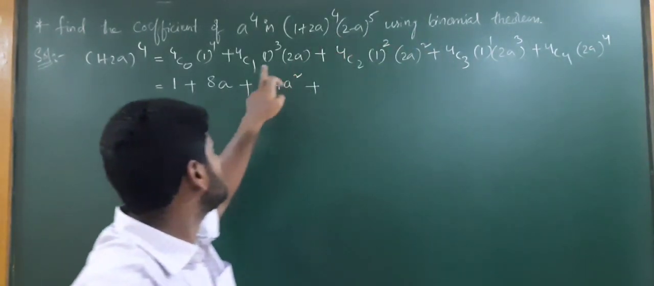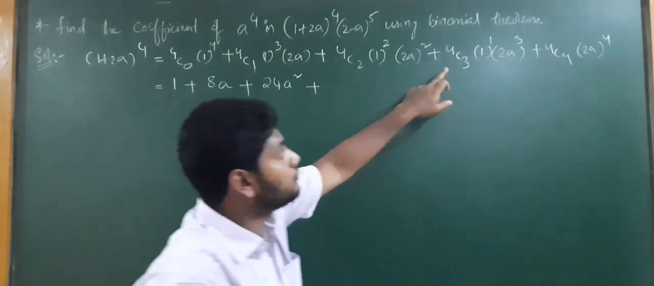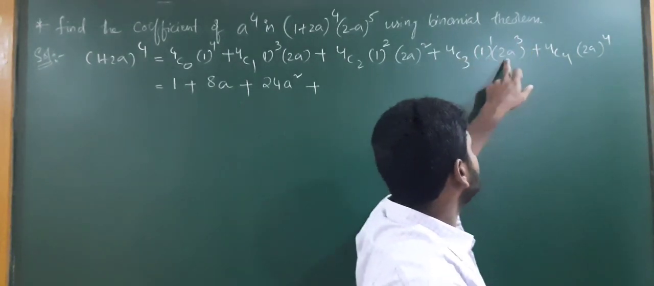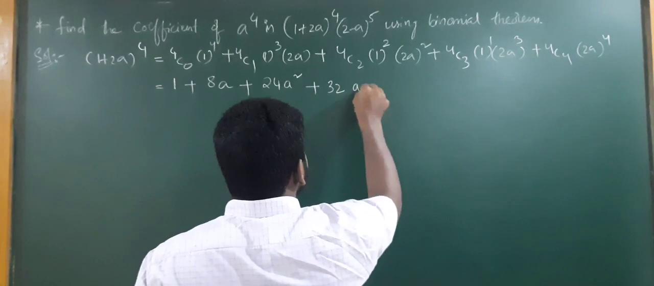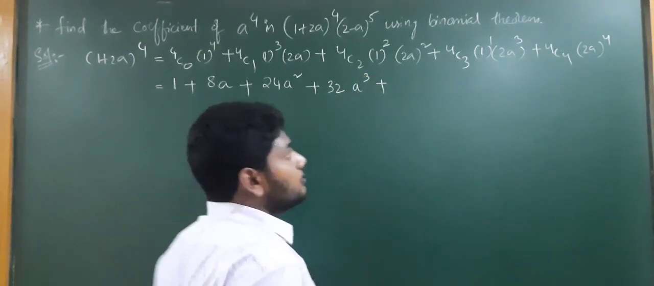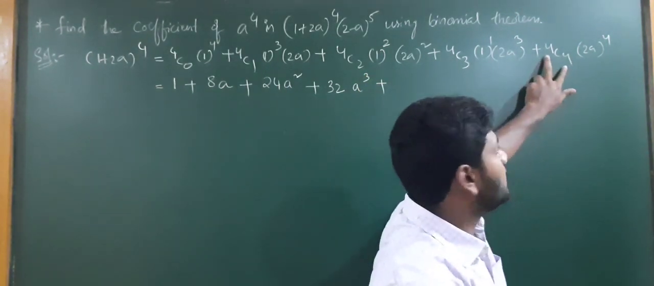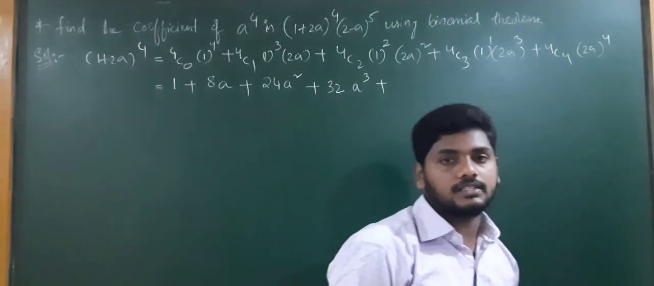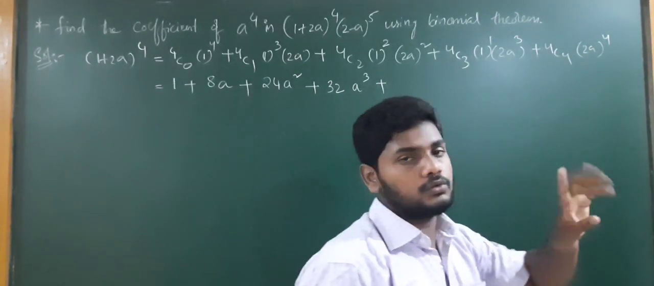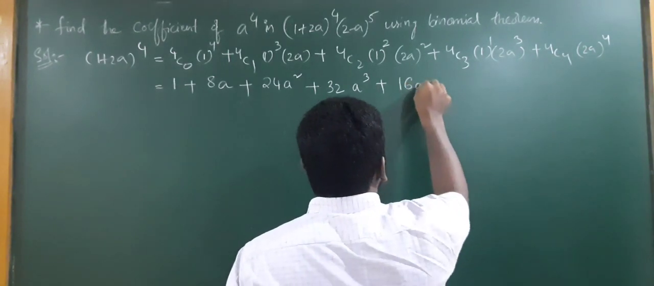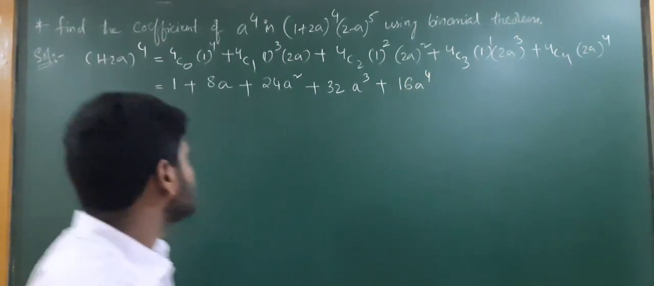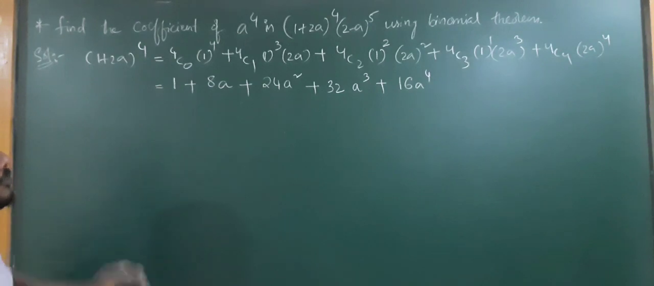4C3 is also equal to 4C1, so which is equal to 4. Here 2 cube is 8, 8 into 4 is nothing but 32, this is a cube, plus 4C4 value. If the two values are equal, like 5C5, 6C6, like that, that value is equal to 1. So 1 into (2a) to the power of 4 is nothing but 16a to the power of 4. So this is what (1 + 2a) to the power of 4 is.